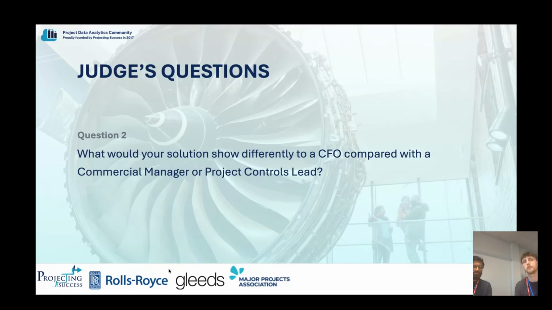Judge's question number 2. What would your solution show differently to a CFO compared with a commercial manager or a project controls lead? To the CFO, it gives the information what to trust, what available capital is there, what suppliers offer the highest risks, and which are the biggest fail drivers. To the commercial manager, it's a different information that is given. The intervention briefing states weekly priorities. For the project controls lead, it's about the forecast data quality, but you get a tailored response to your problem and your position if you ask the chatbot.